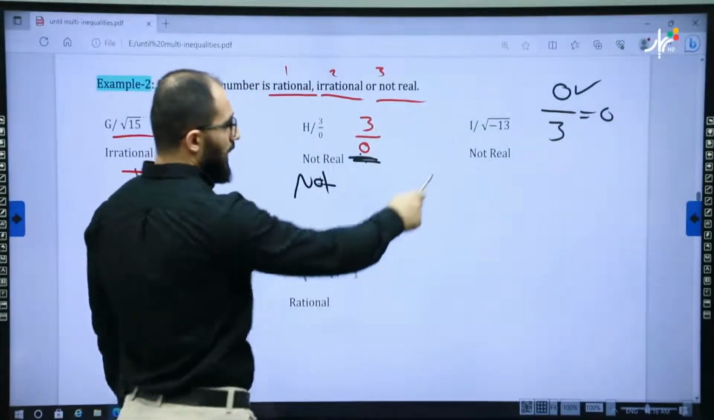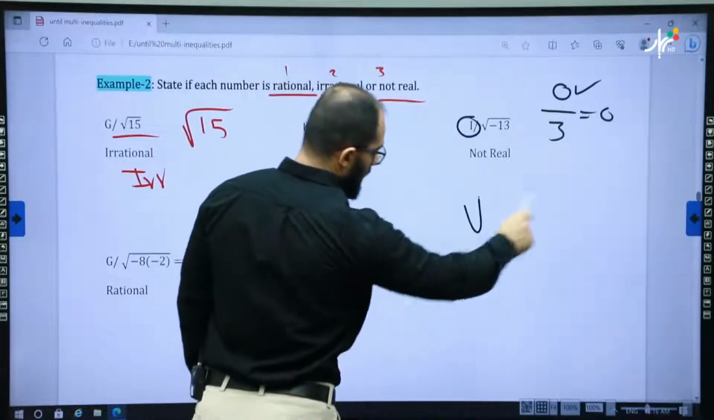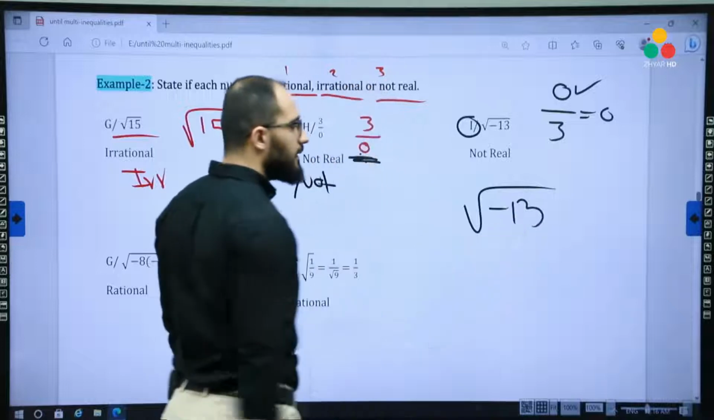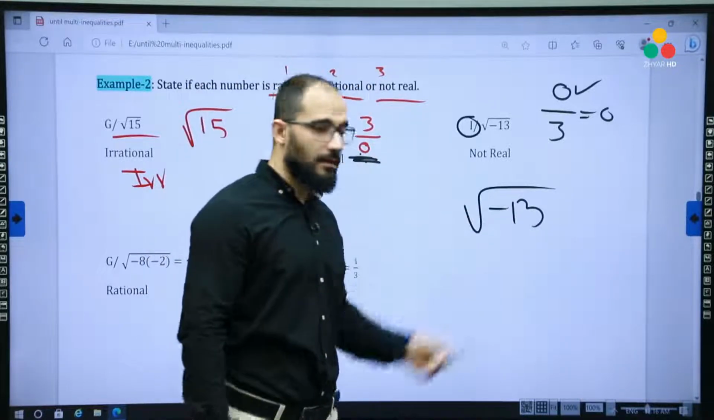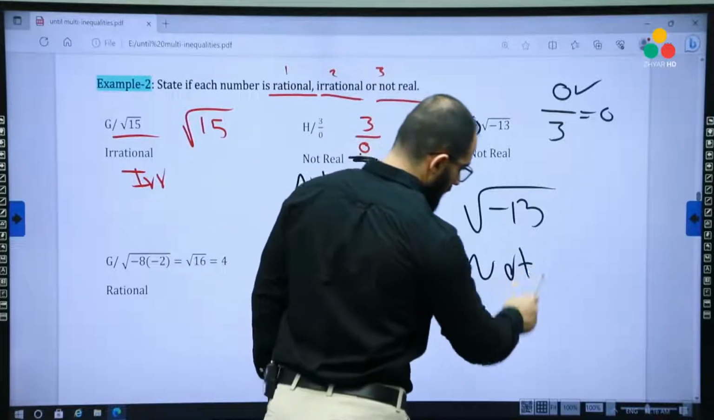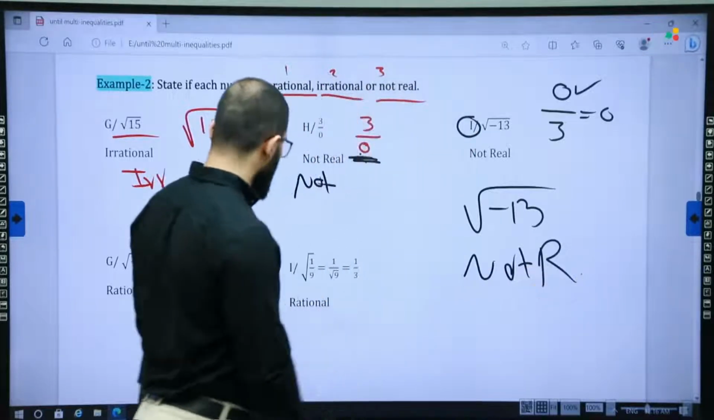Then we have example I. It says the square root of negative 13. Directly, when you see a negative inside the square root, it's going to be not real.